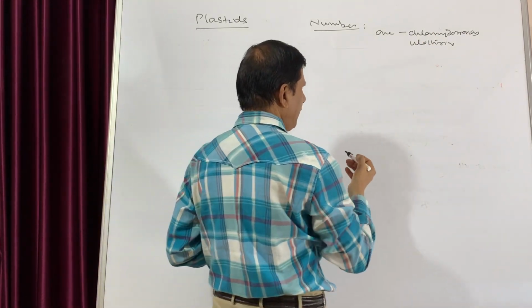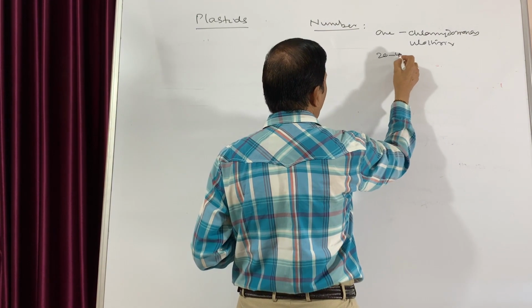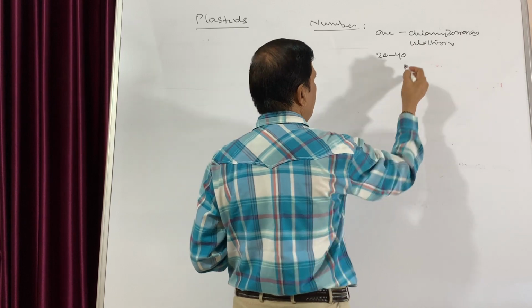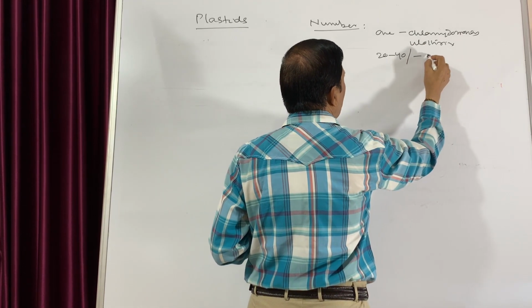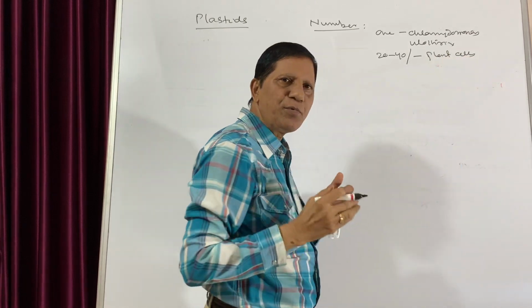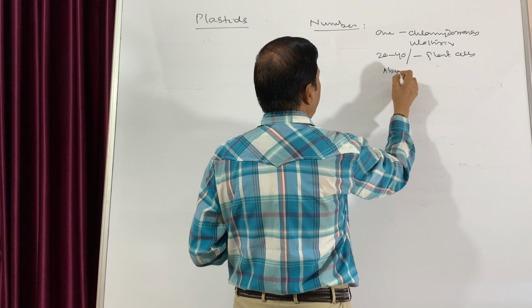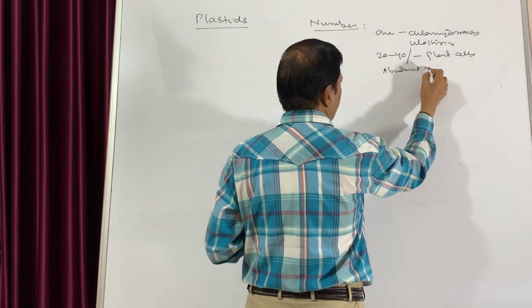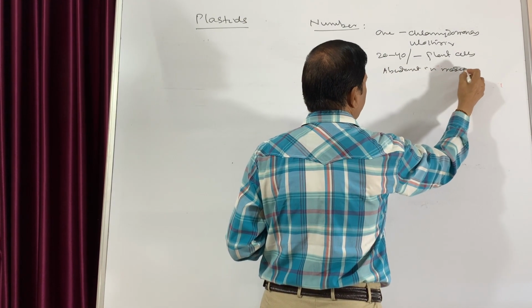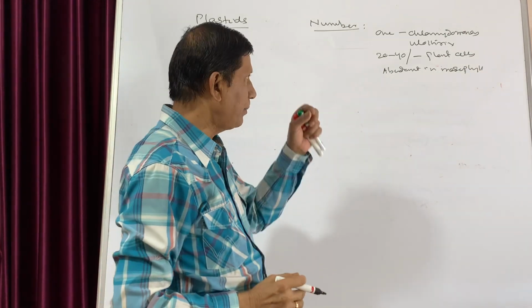But usually we will get nearly 20 to 40 chloroplasts per cell in most plant cells, and they are abundant in mesophyll cells. So this is how they are present in the cell.